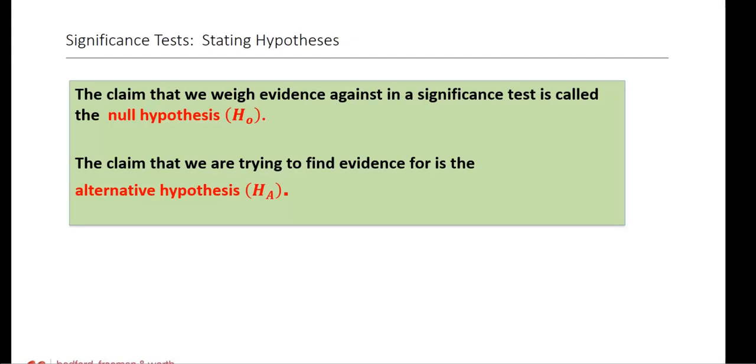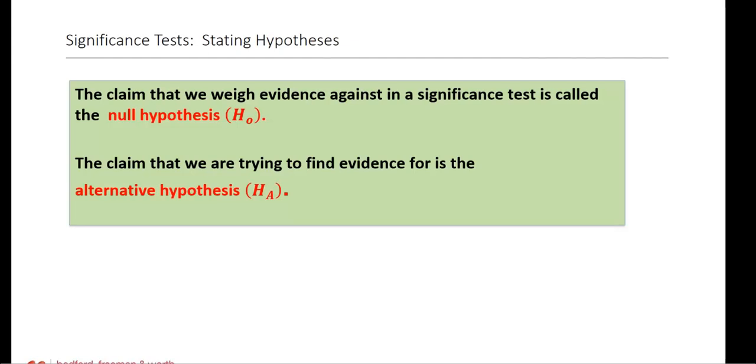Okay, the claim that we weigh evidence against is called the null hypothesis. So I want you to think of the null as nothing unusual is going on. Like that's the claim, 48% of people drink Coca-Cola in the United States or something like that. Whatever the claim is, there's nothing unusual. Someone says that's the percentage and that's what the null is.